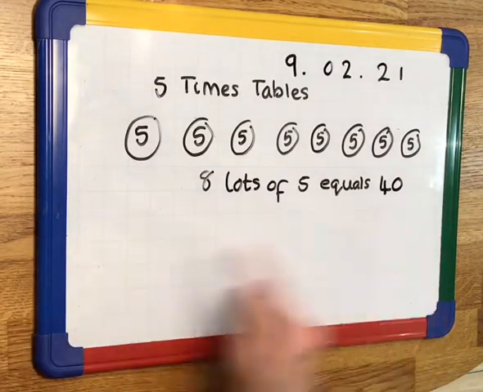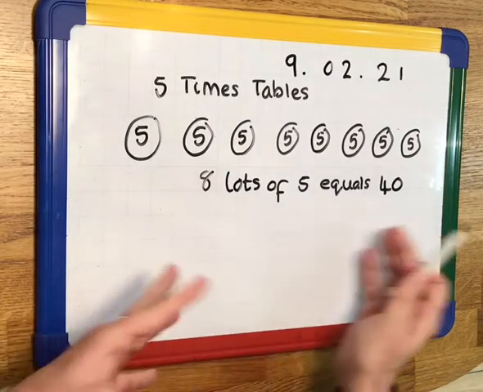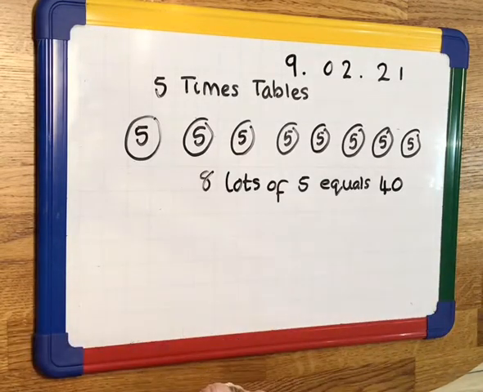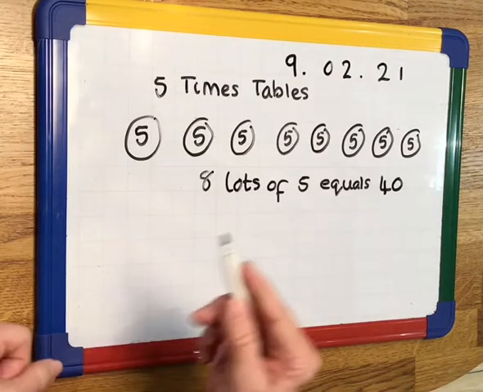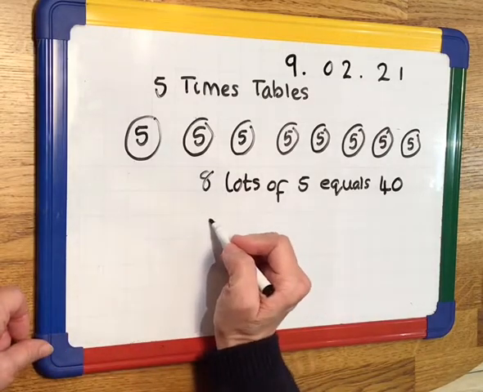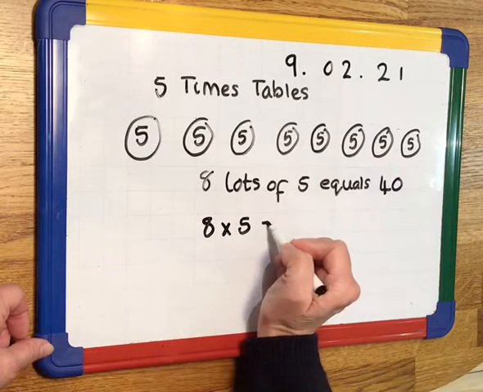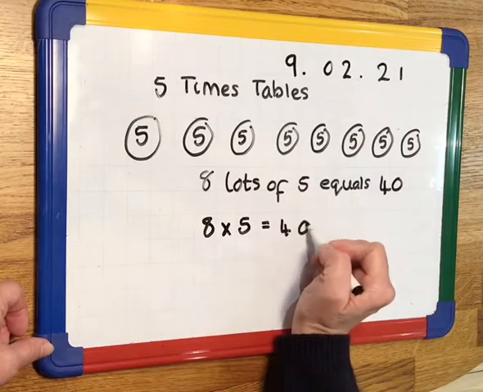Goodness me children, that would be a lot to write every time I needed to write a calculation down. So I can use the symbols that we've been learning, the multiplication symbol, to make this much easier to write. So lots of can be replaced by the multiplication symbol. 8 times 5 equals 40.